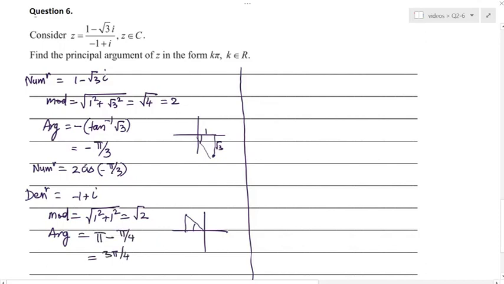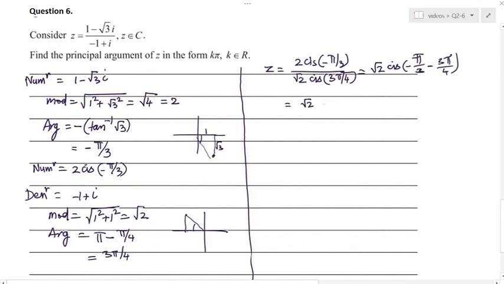And now we can see what z is equal to. So z equals the numerator 2 cis minus pi over 3 divided by root 2 cis 3 pi over 4, which if you simplify, you get root 2 cis of minus pi over 3 minus 3 pi over 4, and you can write that as root 2 cis minus 13 pi over 4.